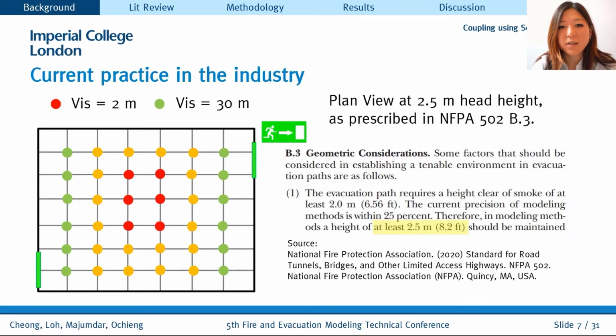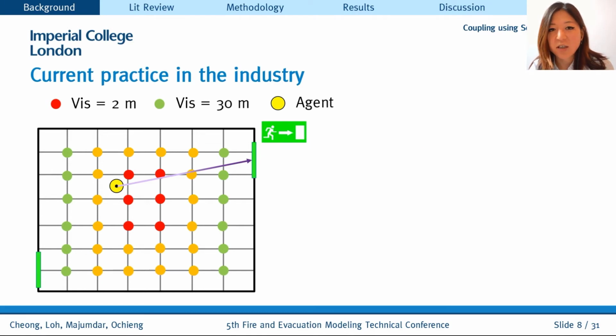So the current practice in the industry is to consider the local visibility values at head height, which according to NFPA 502 is considered to be 2.5 meters to account for modeling errors. However, when only the local visibility values are considered, the agent's exit selection can seem somewhat unintuitive, as this means the agent would power through dense smoke without changing routes.